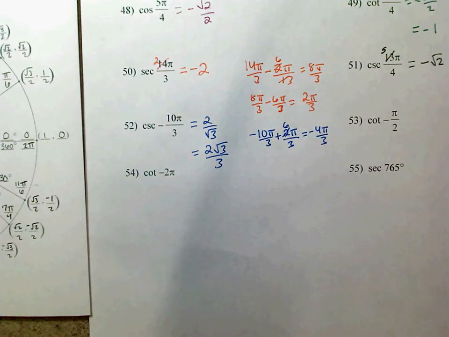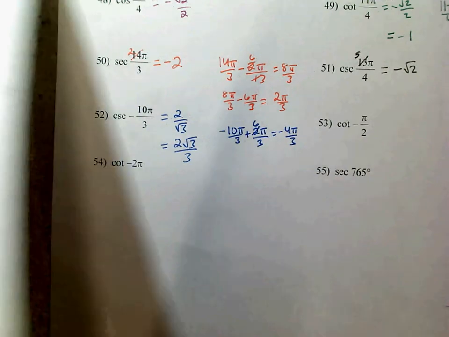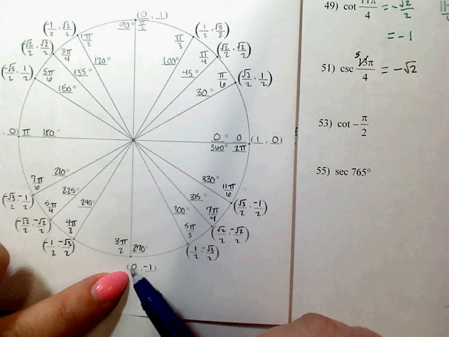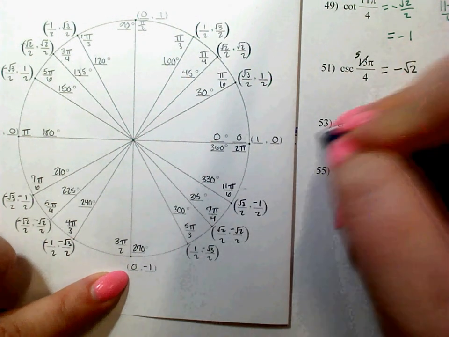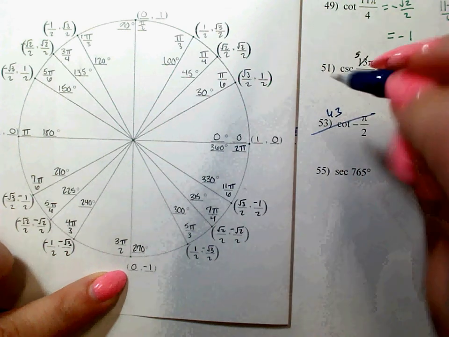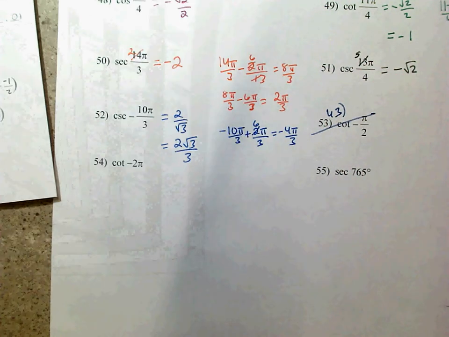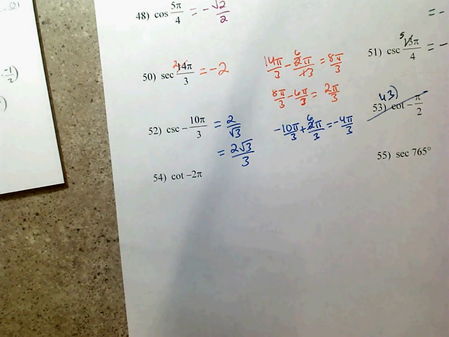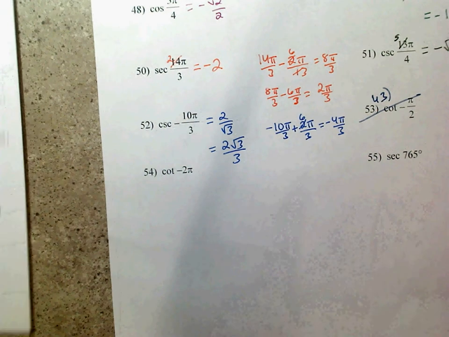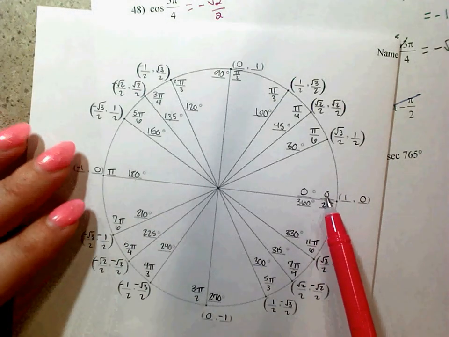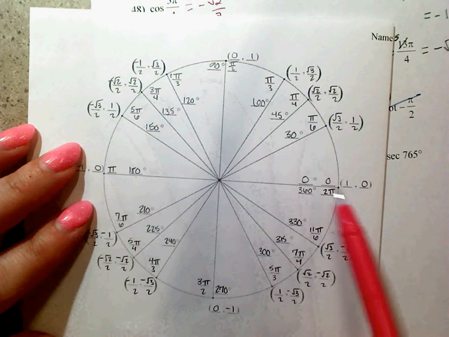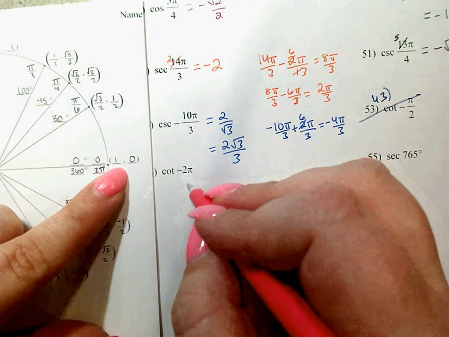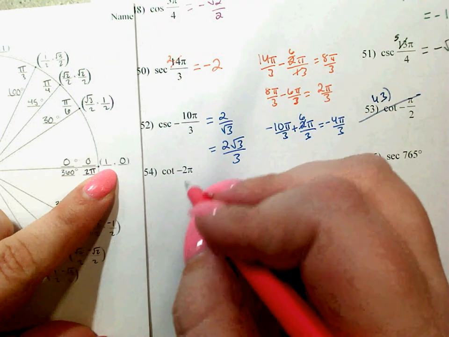53, cotangent of negative pi over 2. So if I go negative pi over 2, did I already do that? That's already number 43. I'm not going to worry about that. And then cotangent of negative 2 pi. Repeat itself a lot. Okay, if I go backwards 2 pi, then it puts me back at the original. Cotangent is cosine over sine. So cotangent of this is 1 over 0, x over y, and that is undefined.